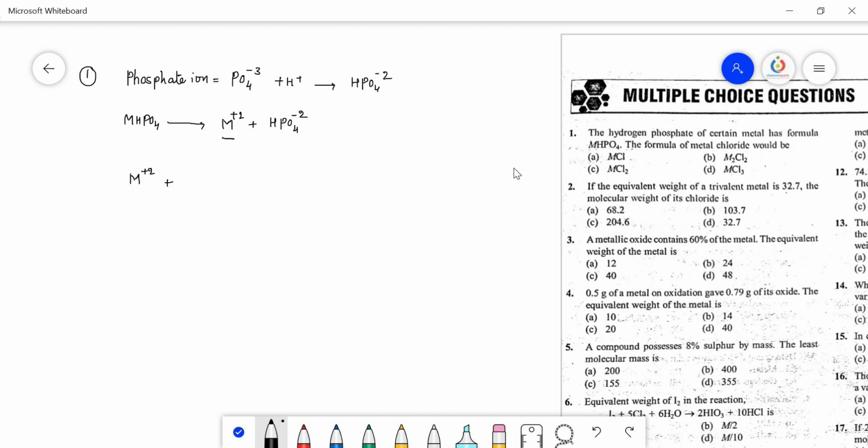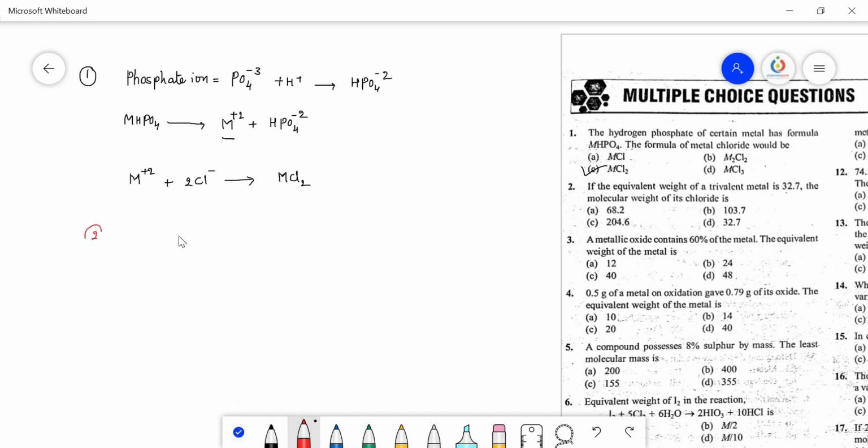So when 2 positive charges are there in a metal, these 2 positive charges need 2 negative charges to be neutralized. They said the metal chloride formula; each chlorine carries 1 negative charge. To neutralize these 2 positive charges, 2 chloride ions are required. So that's why now formula of the compound is MCl2. Option C is correct.